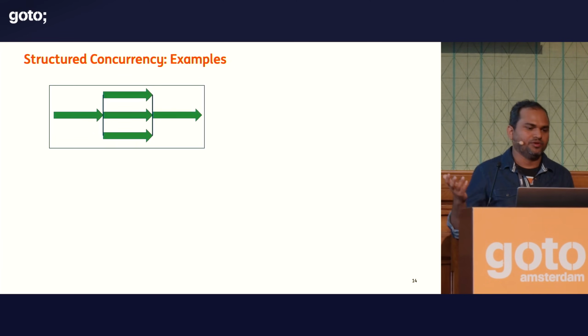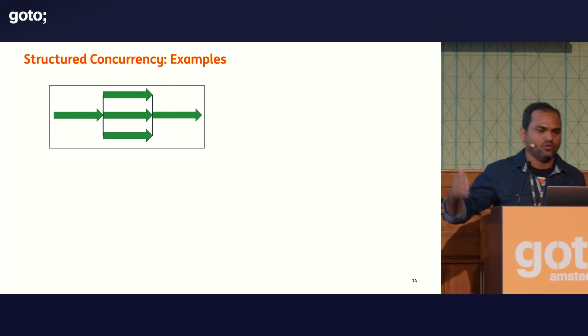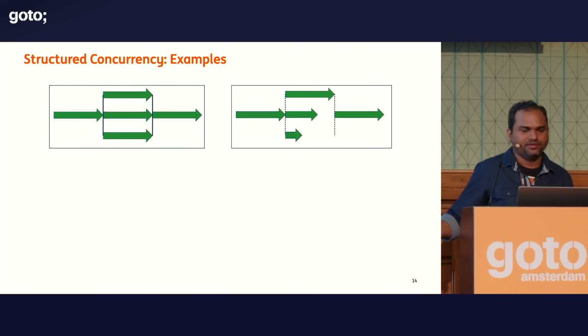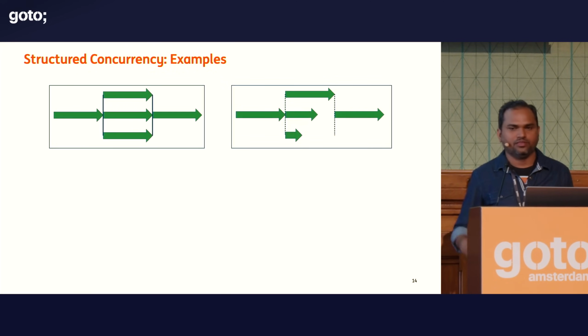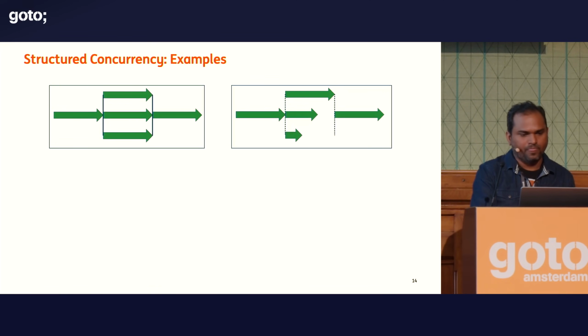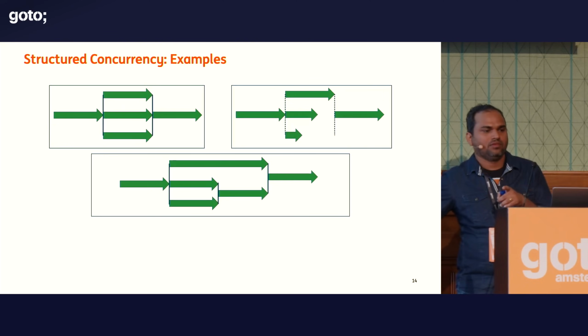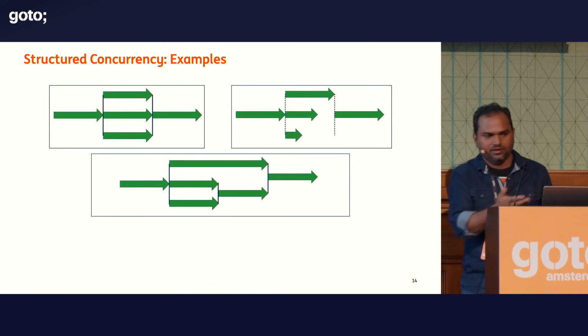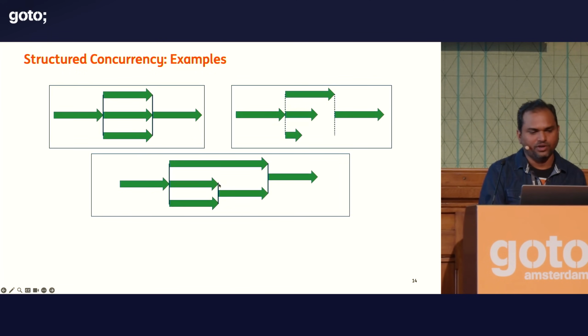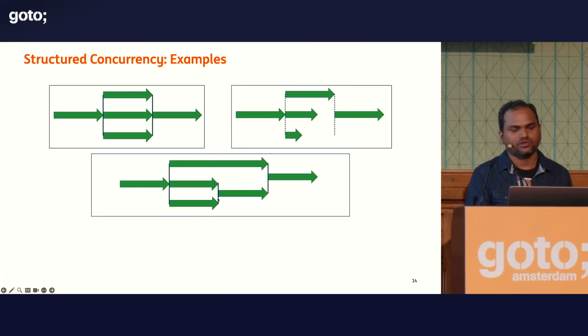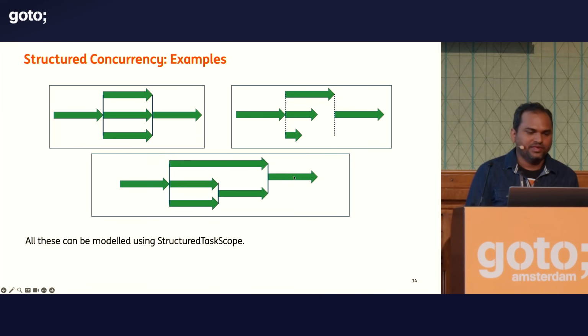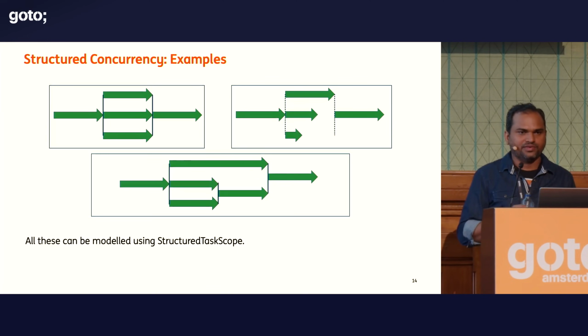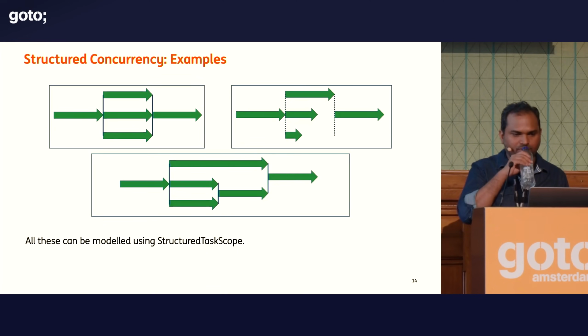Okay, a few more examples. This is what we saw earlier: you have one main task and 3 subtasks, and you want all of them to be finished. You can also organize it in such a way that you want only one of them to be finished, and then you don't wait for the other subtasks. Or you can also have nested tasks or nested scopes. Here you start with these 3 subtasks, wait only for the completion of 2 of them, and then start a 4th subtask, and then wait for the 1st and the 4th to continue with your main task. All of these examples can be modeled using structured task scope, and that is what we will see later on with some code examples.